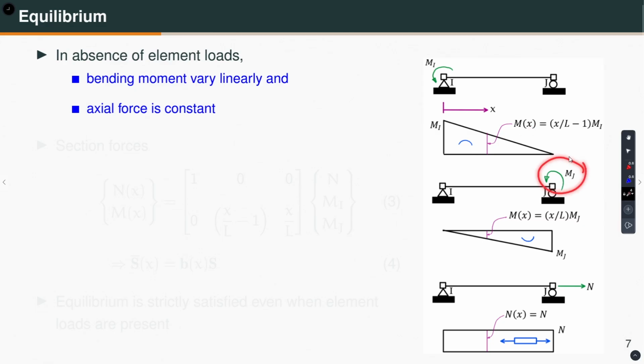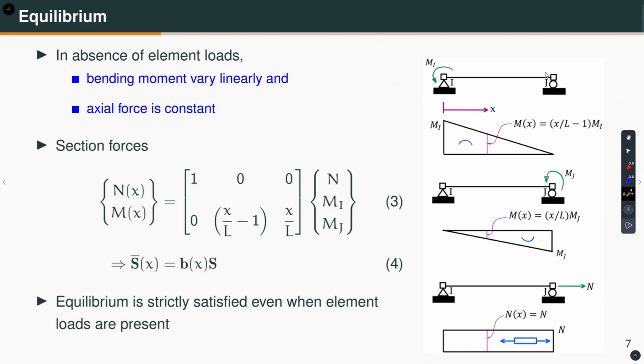Now, if you impose Mj, then this is the bending moment diagram, and again you can calculate the bending moment at any distance x. If you apply axial force N, then you know at any distance x the axial force is constant, which is equal to N. So, that means we exactly know how to calculate the section forces at any distance x if my element end forces are known, right.